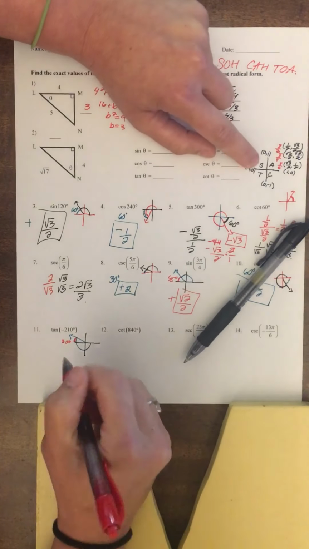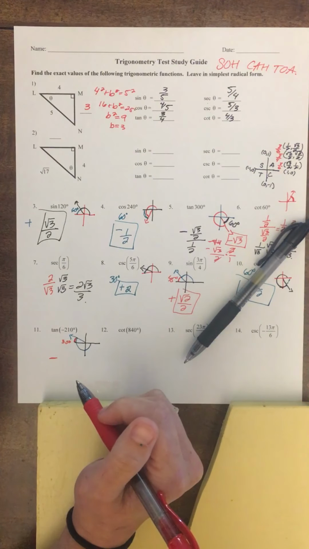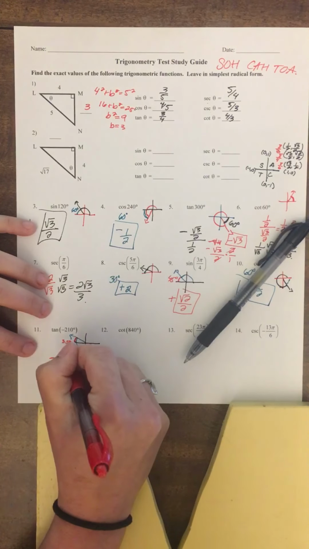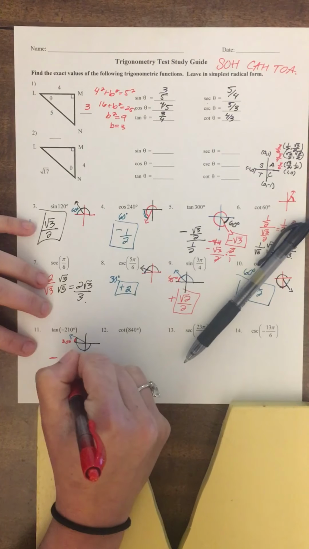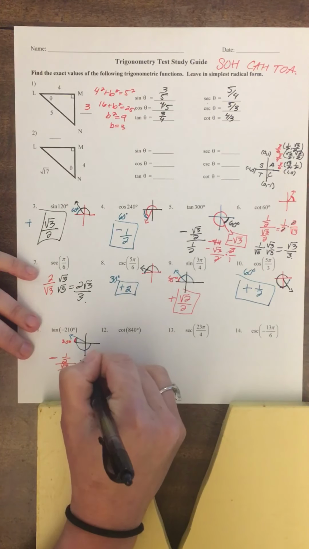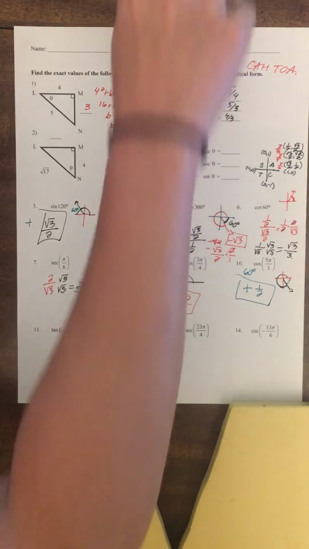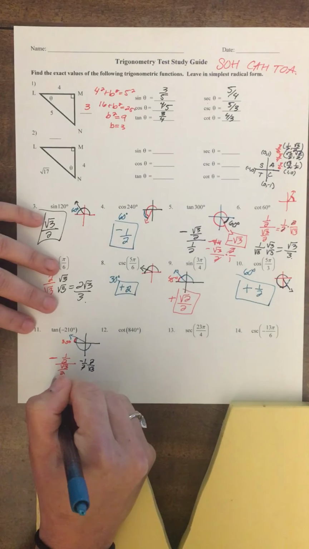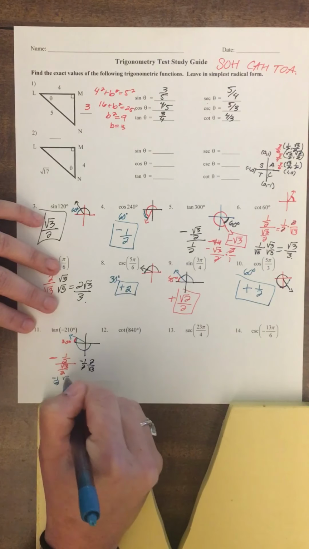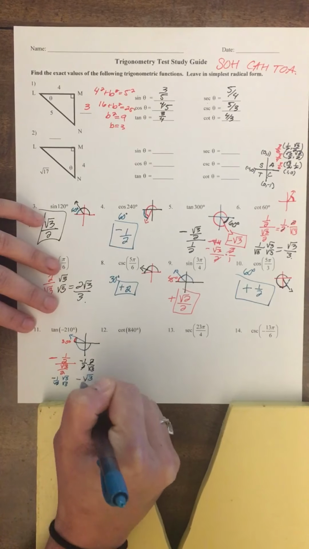In the second quadrant, only sine is positive, which means tangent is negative. And at 30 degrees, tangent, remember, tangent is sine over cosine. So that's 1/2 divided by the square root of 3 over 2, which is really negative 1/2 times 2 over the square root of 3, which is negative 1 over the square root of 3. If we rationalize the denominator, we get negative square root of 3 over 3.